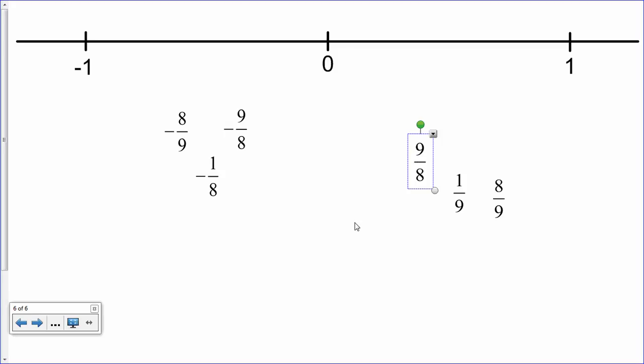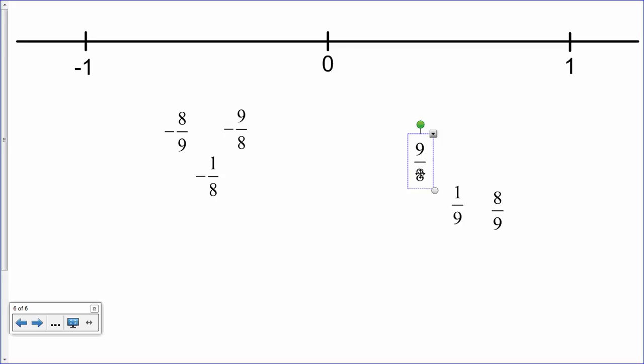Now, what do these two fractions, 1/9 and 8/9, have in common? In both cases, the denominator, 9, is larger than the numerator, 1 or 8. What do you know about the value of a fraction when the denominator is larger than the numerator? I hope you realize by now, you've been asked it several times, that these two are less than 1. This one, 9/8, because the numerator is greater than the denominator, is greater than 1.